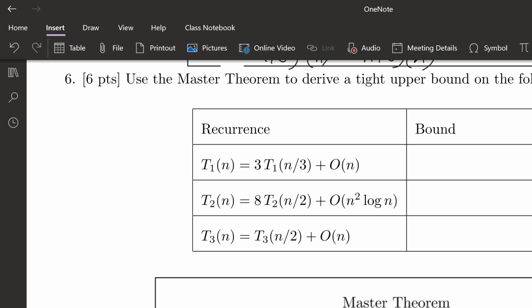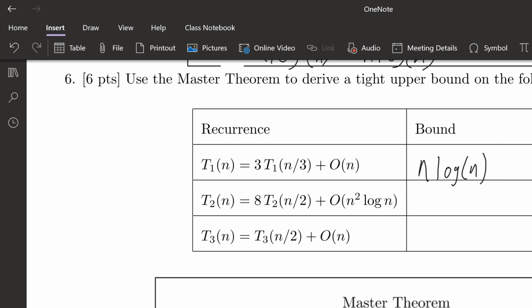So for the first one, what is a? 3. What is b? 3. What is log base b of a? 1. All right. And what is d? 1. Are these equal? Yeah. Okay, then it looks like that means n to the 1 log n, n log n, according to the master theorem. I don't know how the proof of that works, but the master theorem tells me to do that, so I'm going to do that. It hasn't led me astray yet.